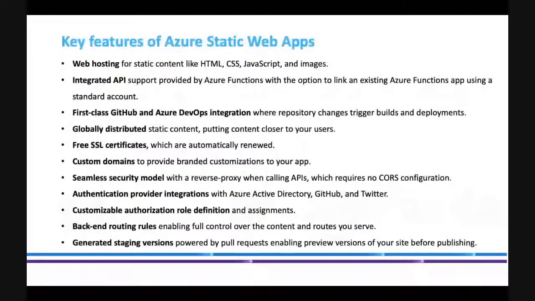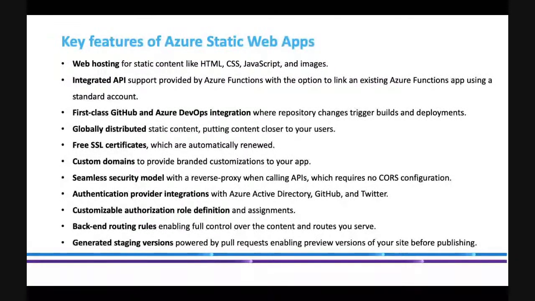So now let's see some key features of Azure Static Web Apps. First is web hosting for static content like HTML, CSS, JavaScript, and images. Integrated API support provided by Azure Functions, with the option to link an existing Azure Functions app using a standard account. First-class GitHub and Azure DevOps integration, where repository changes trigger builds and deployments. Globally distributed static content, putting content closer to your users. You also get free SSL certificates, which are automatically renewed.